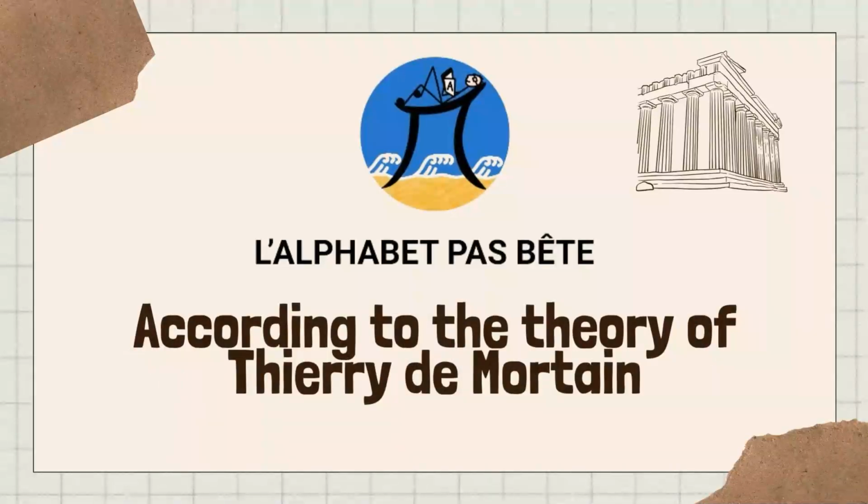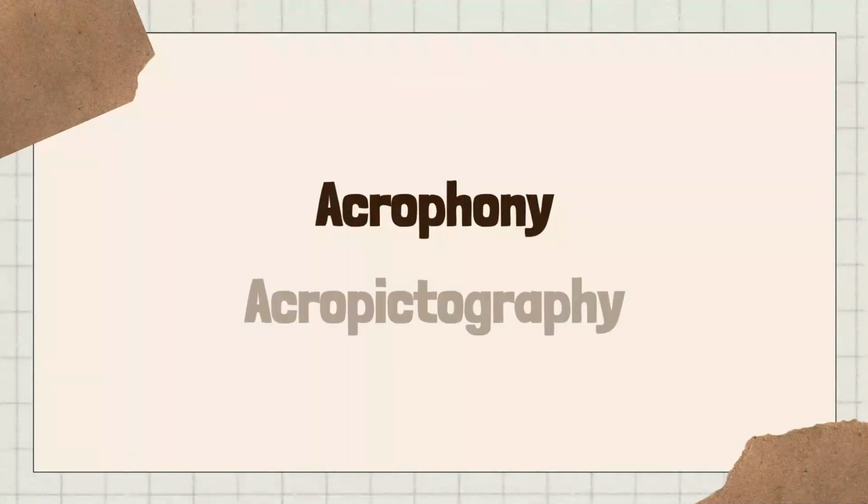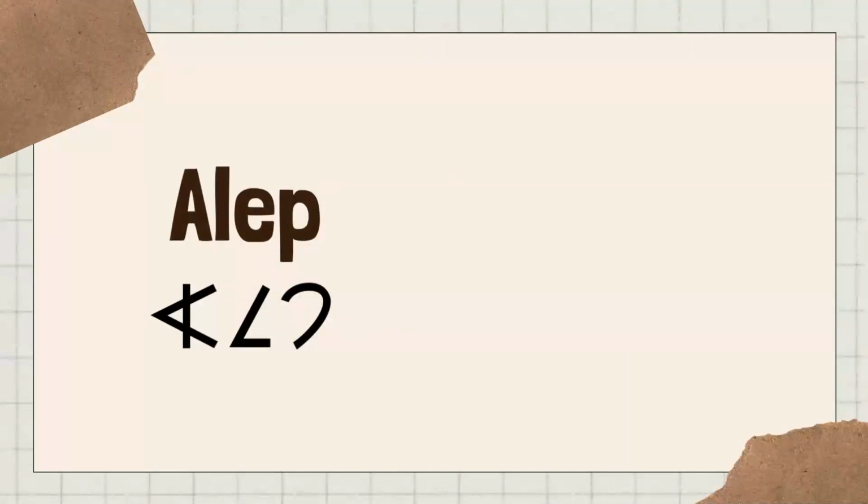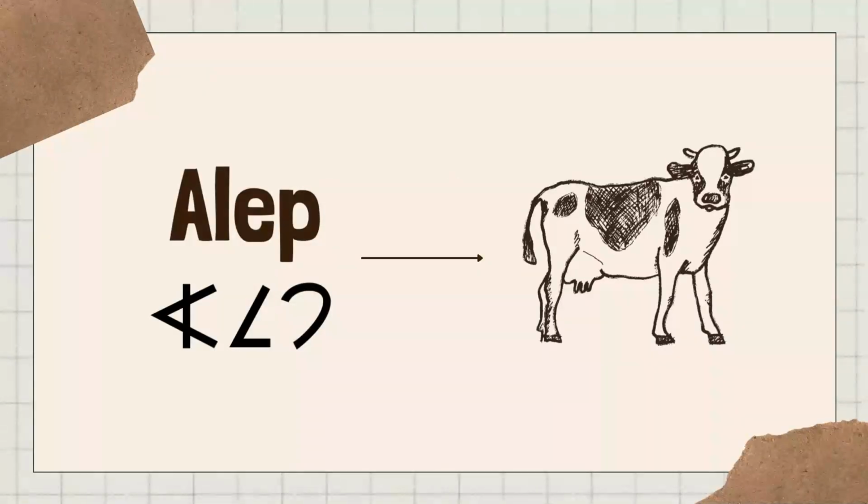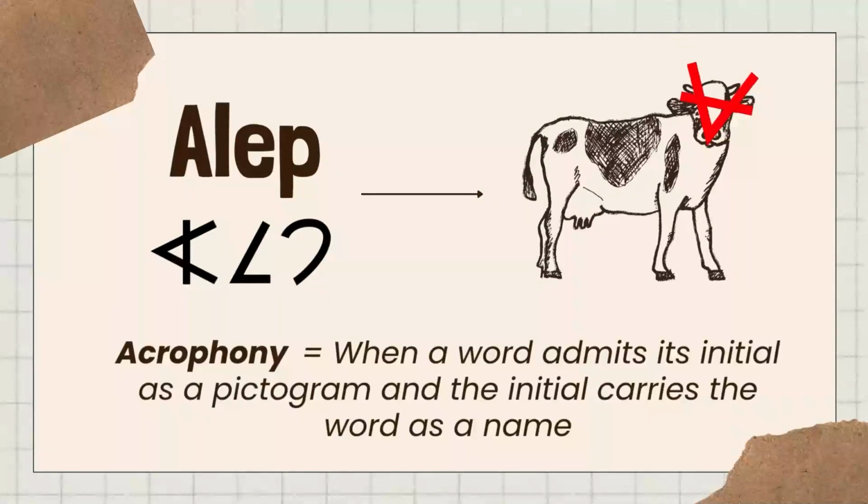But before diving into the heart of the subject, let's take a moment to revisit two key concepts, acrophony and acropictography. The Phoenician word aleph means ox. Its initial letter is a pictogram of an ox's head, with a triangular face and two horns on top. Acrophony is precisely when a word, in this case aleph, uses its initial letter as a pictogram, and the name of that letter is the same as the word itself. In this case, also aleph.